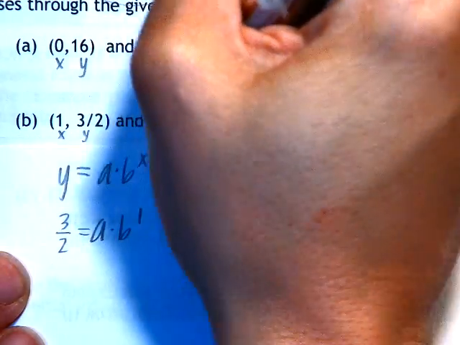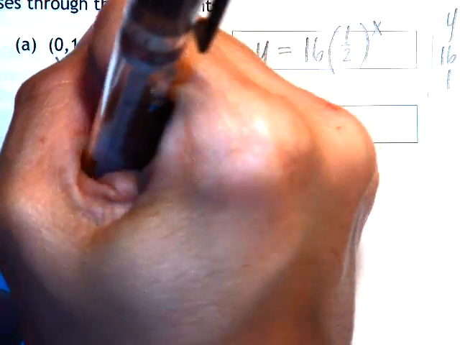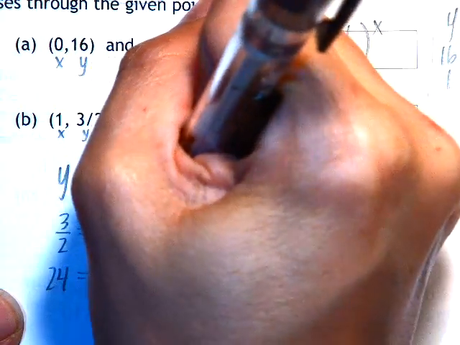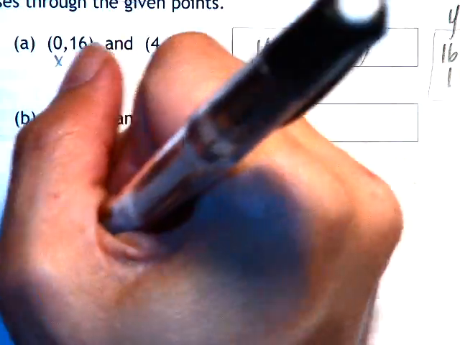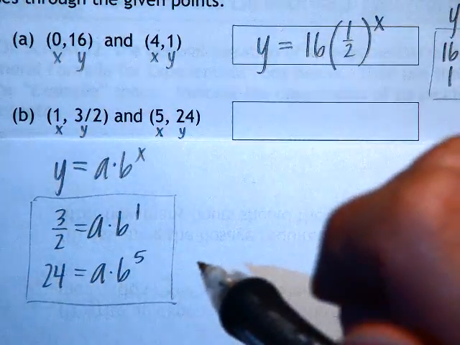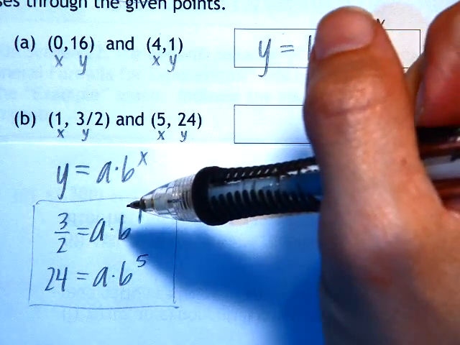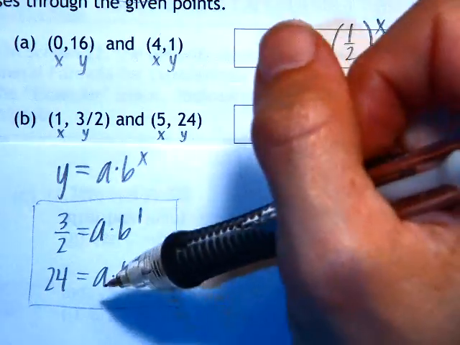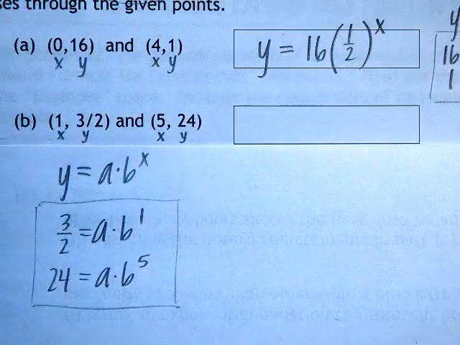Then I'll do my second substitution, which involves x is 5 and y is 24, so 24 equals a times b to the power of 5. Again, I want to focus on these two equations. These are my original equations. I want to get the simpler one so that a is by itself. I chose a because it's a simpler variable. And then I want to be able to plug that into the more complicated equation so that I can solve the more complicated equation easily.